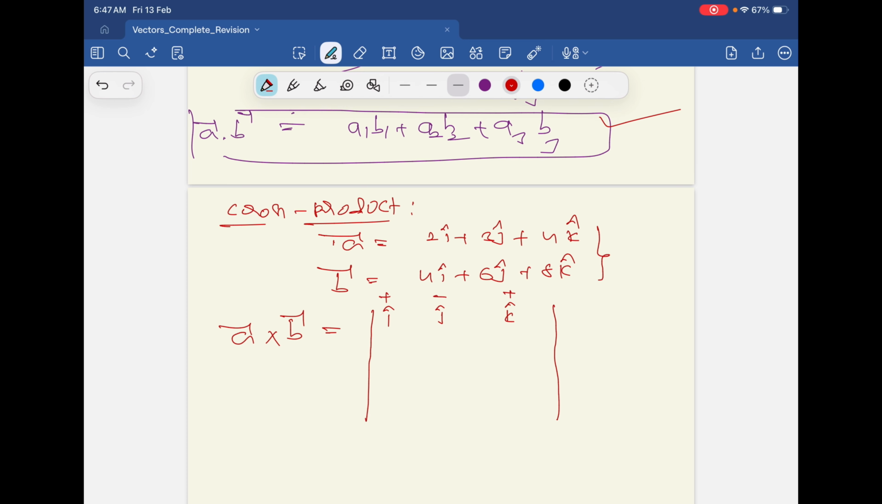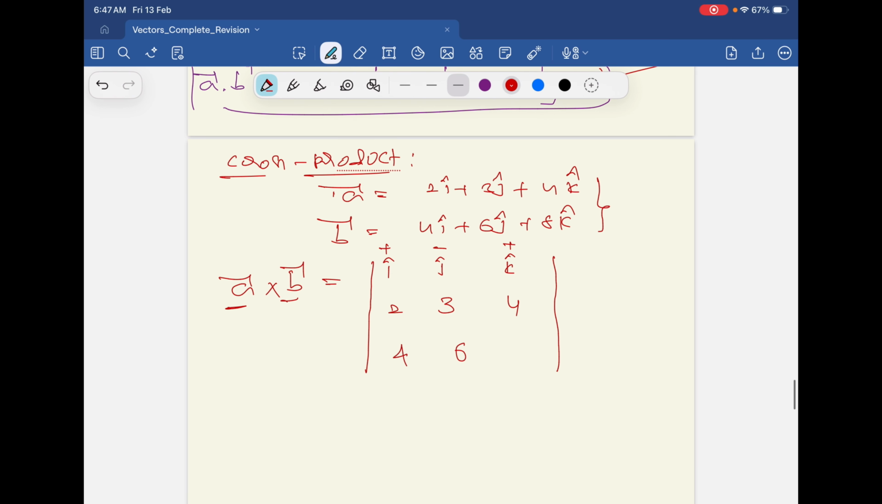Why so? We will understand in the mathematics class in detail. For the method, remember here, the order is important. The first vector is A, so take 2, 3, 4. Second vector's components we take: 4, 6, 8. Now, the matrix determinant method. For i cap, forget the first row and first column, and write the remaining elements. Diagonal elements multiplication and difference: 3 8s are 24 minus 24, 6 4s are 24.